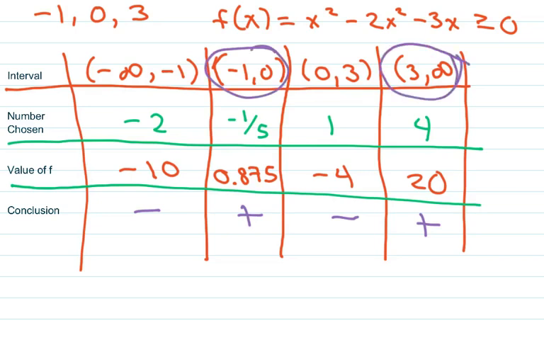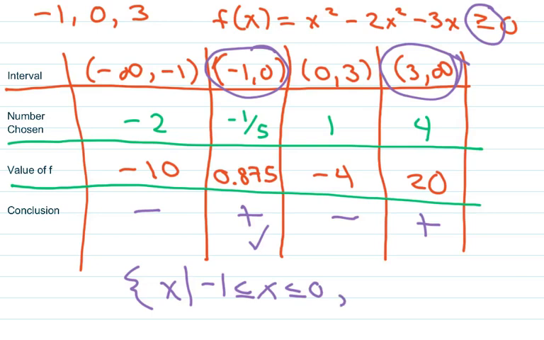So our solution set is x. And for this one, we have x is in between, and we can put equal now because we have an equal here. Negative 1 and 0, or x is greater than or equal to 3.